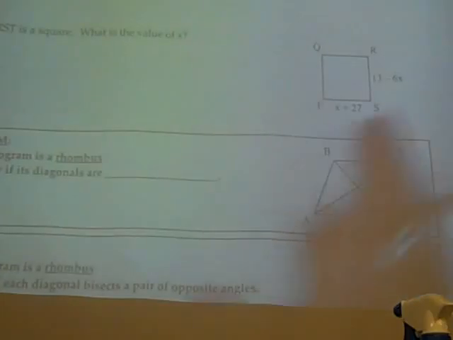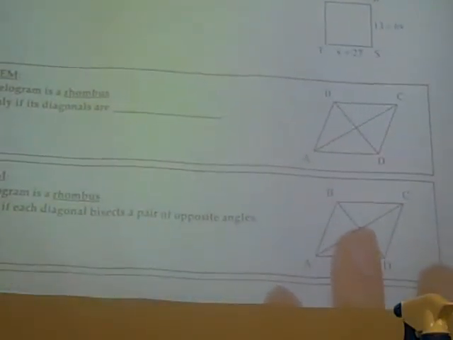Alright, we're going to skip over this one. I'm going to have you guys do this one on your own. We're going to jump up to the next theorem. So the next theorem is going to talk about a parallelogram is a rhombus. And in this case, it's a rhombus if and only if the diagonals are perpendicular.